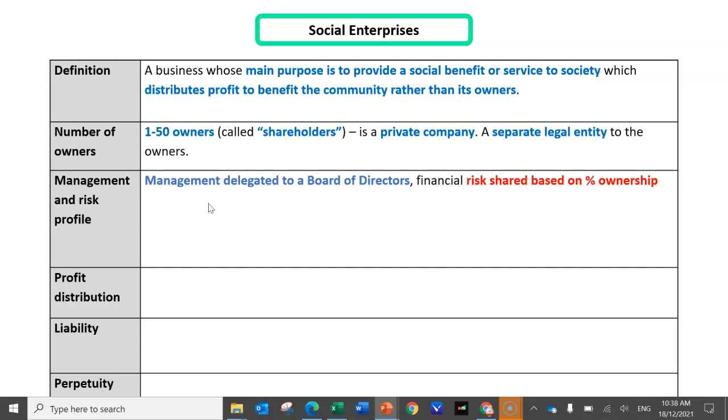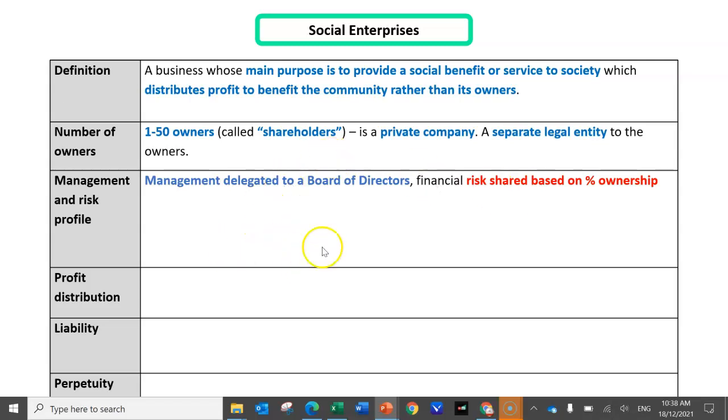Management and risk profile. The management is delegated to a board of directors. Just because you own it doesn't mean you manage it. You delegate the management of it to a board of directors, and you share in the financial risk with your percentage of ownership. A social enterprise can still go broke. It's not like a charity run by the government, okay? So if it's a bad business, it goes out of business.